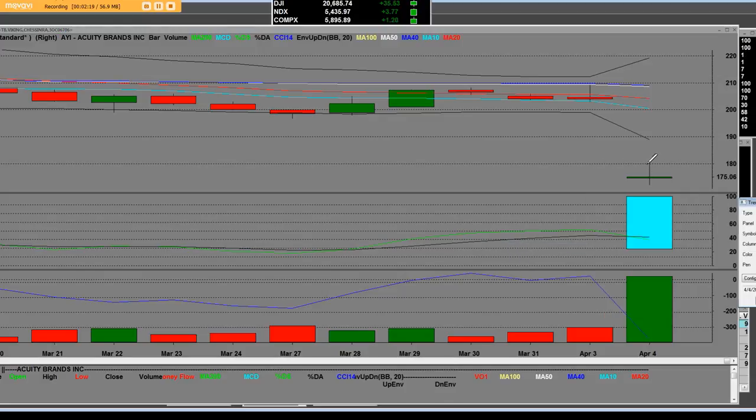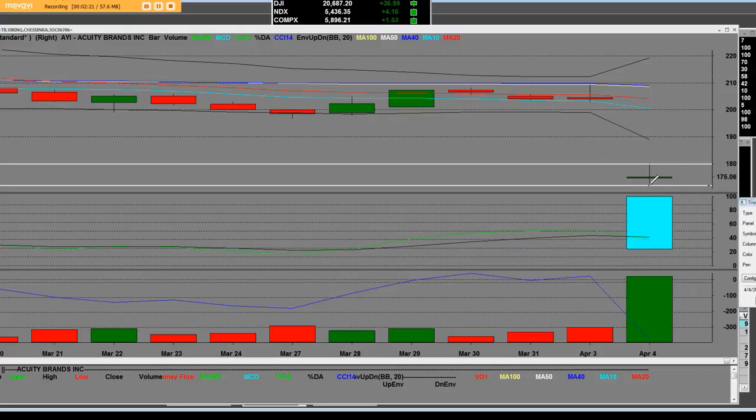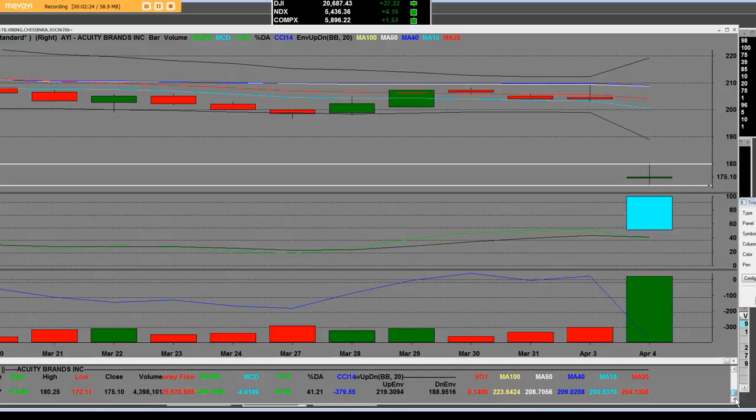There's the trend line at 180. There's the lower end of 172 this morning. 172.11 was the actual reversal from this gap down on a daily chart.